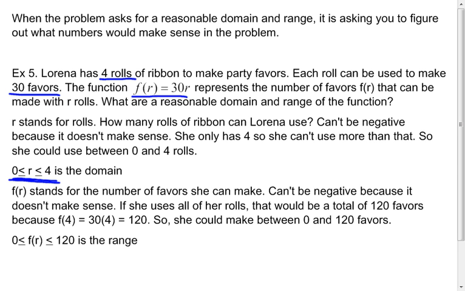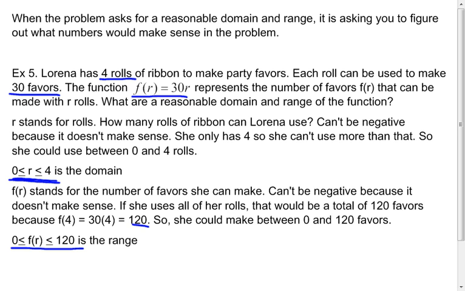Okay? F of r stands for the number of favors that she can make. Can't be negative. It wouldn't make sense to make a negative number of party favors. If she uses all of her rolls, that would be a total of 120 favors. Because if you plug in 4, you get 30 times 4, which is 120. So the highest number that she can make is 120. The lowest number she can make is 0, because she can't be negative. Now, in this one, it wouldn't really make sense to make half of a party favor. Somebody would be disappointed. So fractions and decimals wouldn't really make sense here. So we write it like this. F of r, that stands for the number of party favors. It's between 0 and 120, and that would be my range.